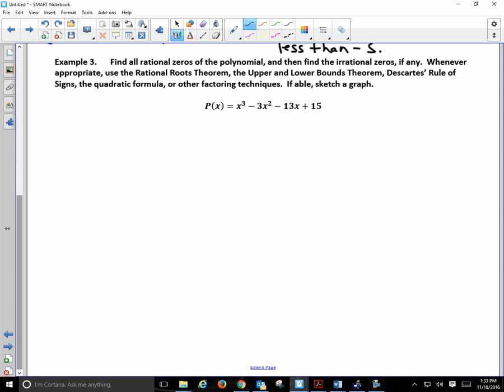It says find all the rational zeros of the polynomial and irrational if there are any. When appropriate, use the rational roots theorem, upper and lower bounds, Descartes' rule of signs, quadratic formula, and all these other things. And if you're able to, sketch a graph. And so I'm going to first state this. The number of solutions total is how many? Is 3.